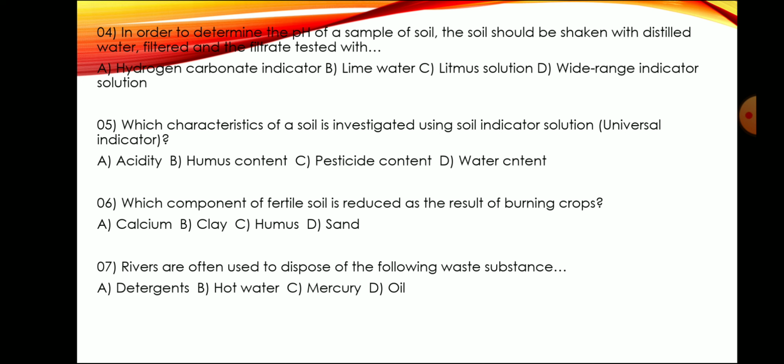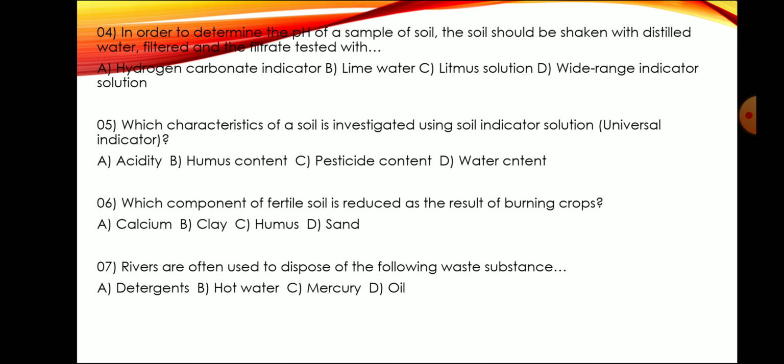The next question is: rivers are often used to dispose of which of the following waste substances? The options are A, detergents, B, hot water, C, mercury, and D, oil. So the correct answer is B, hot water.